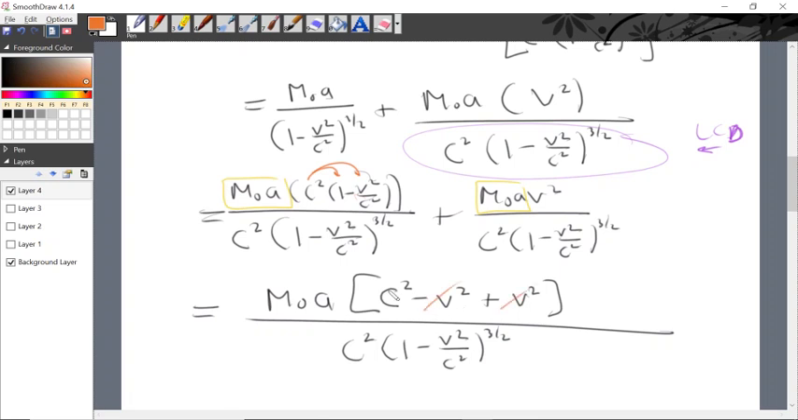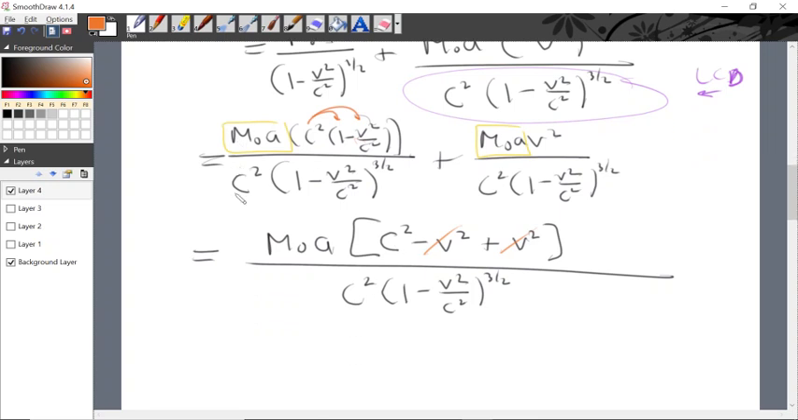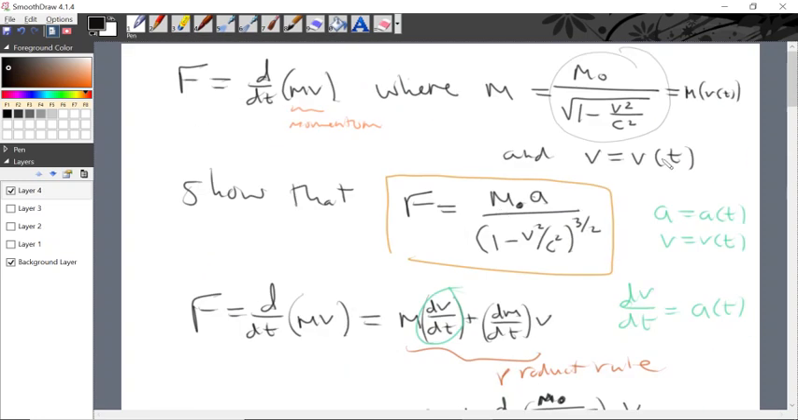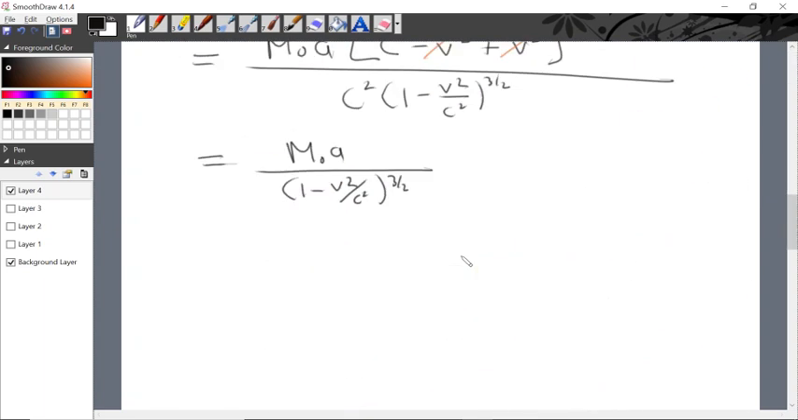When they cancel each other out, we're left with just a factor of c squared on top that cancels with the c squared in the denominator. All right, we cancel those c squareds with each other. We're left with what? m naught times a over the quantity 1 minus v squared over c squared, all that to the power of 3/2. And that's what we were asked to show. F is equal to m naught a over the quantity 1 minus v squared over c squared to the power of 3/2.